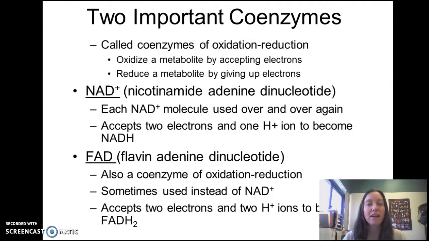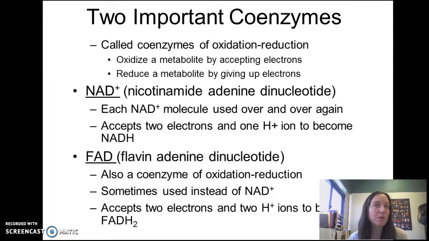NAD takes 2 electrons and 1 hydrogen ion in each of its molecules to become NADH. That's its reduced form, so that's when it's carrying the electrons. The FAD can sometimes be used instead of NAD+. It depends on the cell's biological makeup, chemical makeup.